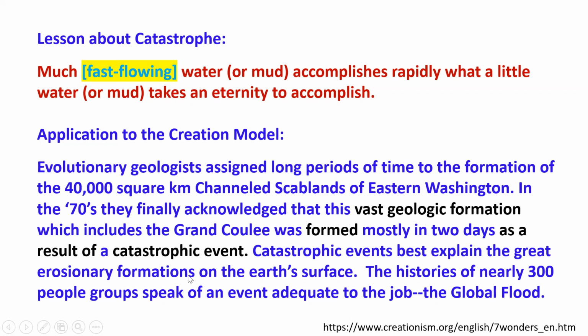Catastrophic events best explain the great erosionary formations on Earth's surface, and the histories of nearly 300 people groups speak of an event adequate to the job, the global flood. So that's to say that 300 human races across the world actually have some memory of a global flood. Okay, so that is a confirmation that the flood really did happen, because you have 300 people groups across the world having some kind of records or memories of something like that.